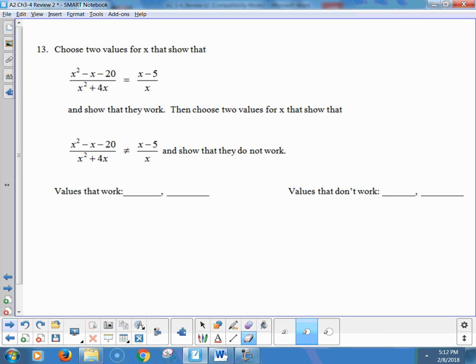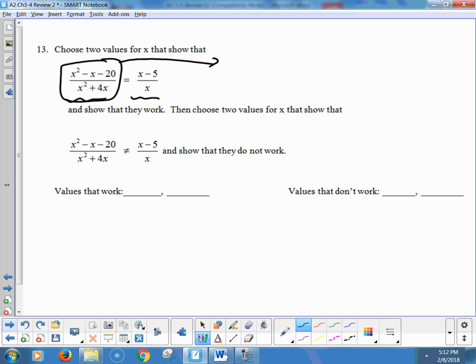So here we go. It says, choose two values of x to show that this mess does actually equal that mess. Well, I think to myself, does it? This mess here looks factorable. If we factored the top, it would be x minus 5 times x plus 4 over x times x plus 4. And sure enough, I think that equals x minus 5 over x.